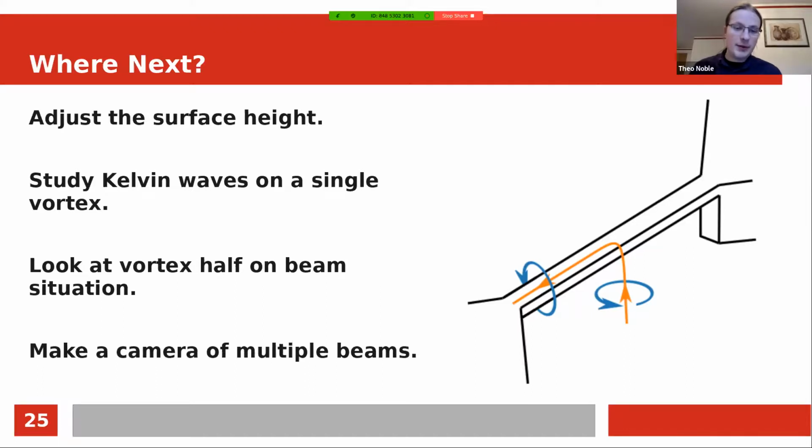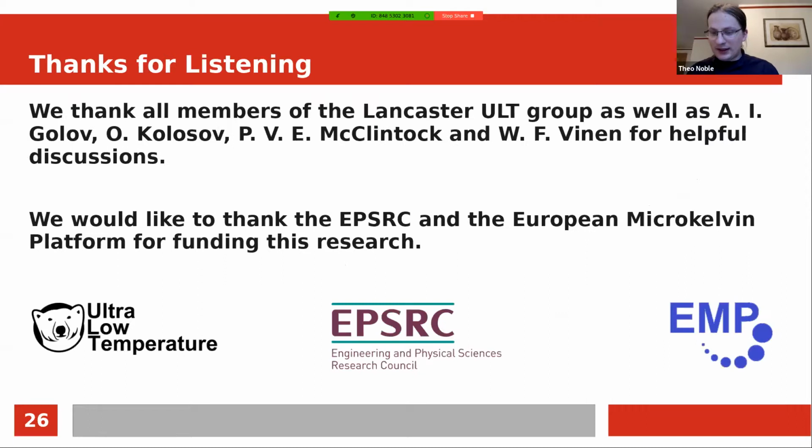Another thing we could do is build a camera of multiple nanobeams really close together, and then build up a real picture of how vortex rings fly off a quartz tuning fork or another oscillator device. So I think that's about all I've got to say, and that's pretty much exactly on time.